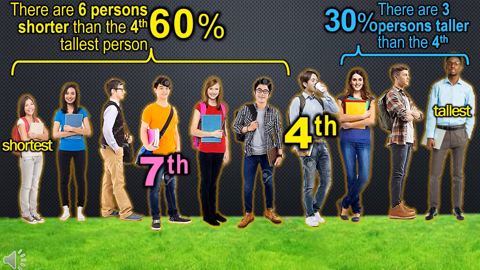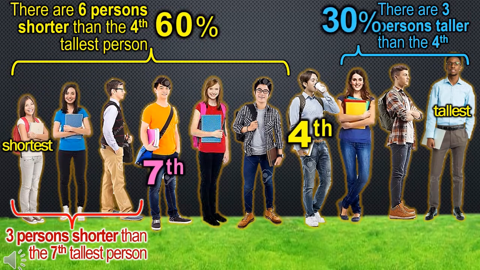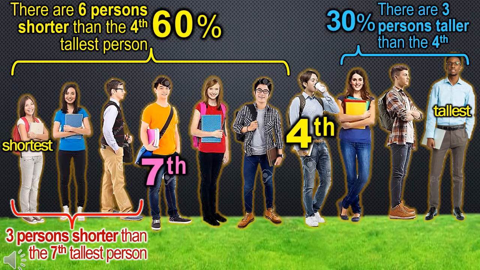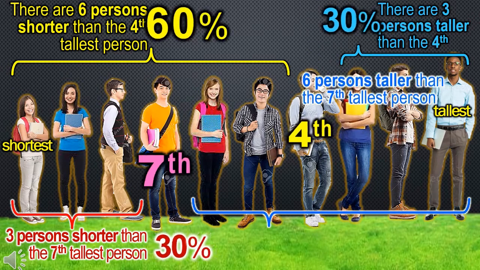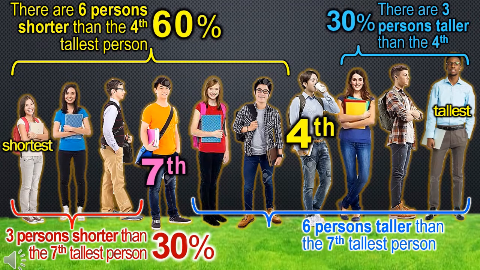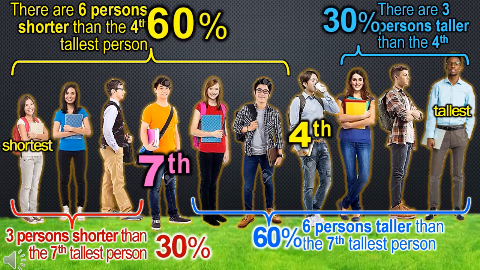Next, let us count the 7th tallest person. There are 3 persons shorter than the 7th tallest person, and that is equivalent to 30%. Next, there are 6 persons taller than the 7th tallest person, and that is equal to 60%.